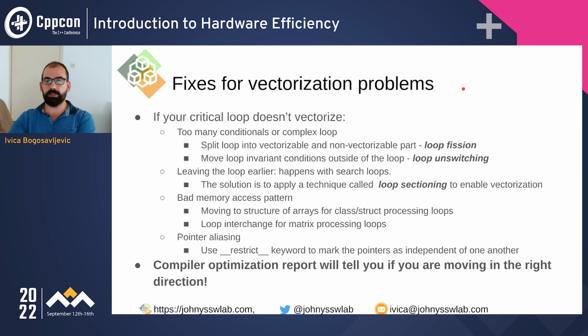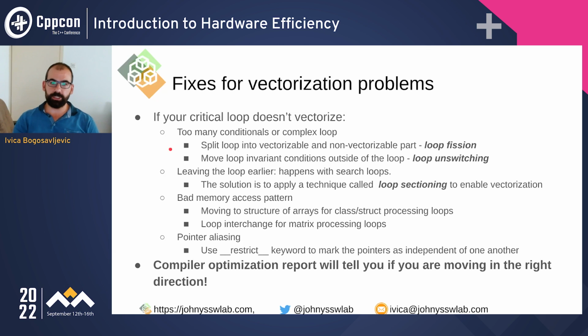One of the things that you can do is split the loop into a vectorizable and a non-vectorizable part. If you do this, you split the loop into two loops. The compiler will automatically vectorize the vectorizable part, and the non-vectorizable part will be left unvectorized. The compiler will use scalar instructions. But if the vectorizable part actually does a lot of processing, this can lead to speed improvements. So loop fission is one of the ways to do it.